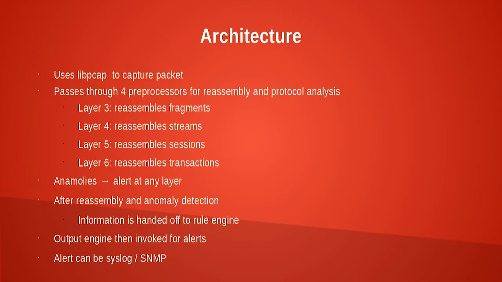As far as the architecture of SNORT is concerned, it uses libpcap to capture the packets, then it passes through 4 preprocessors. These preprocessors are essentially for reassembly and protocol analysis. At layer 3 it can reassemble fragments, and at layer 4 it can reassemble streams. At layer 5 it can reassemble sessions, and at layer 6 it can reassemble transactions.